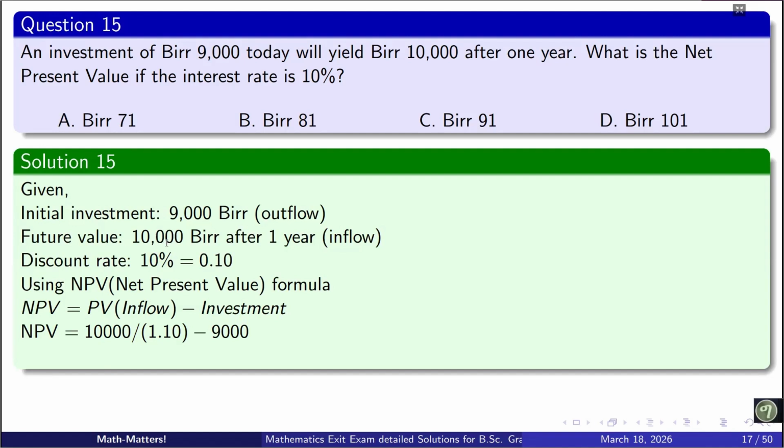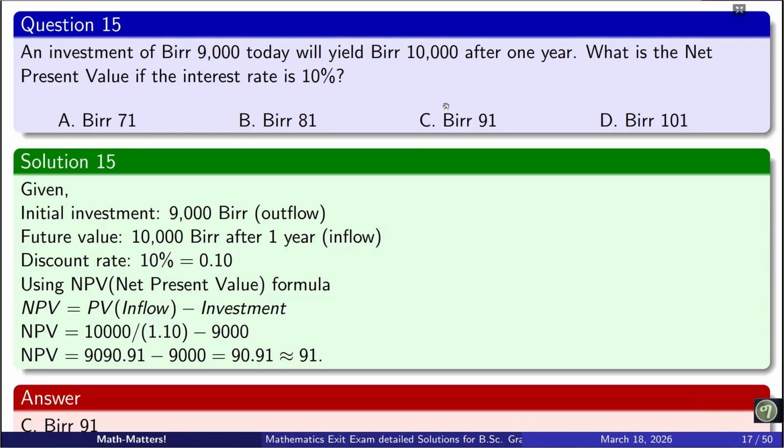So the present value is 10,000 divided by 1.1, minus 9,000. Therefore, this is 9,090.91 minus 9,000, which is 90.91, and this could be approximated to 91. So the best answer for this question is C.